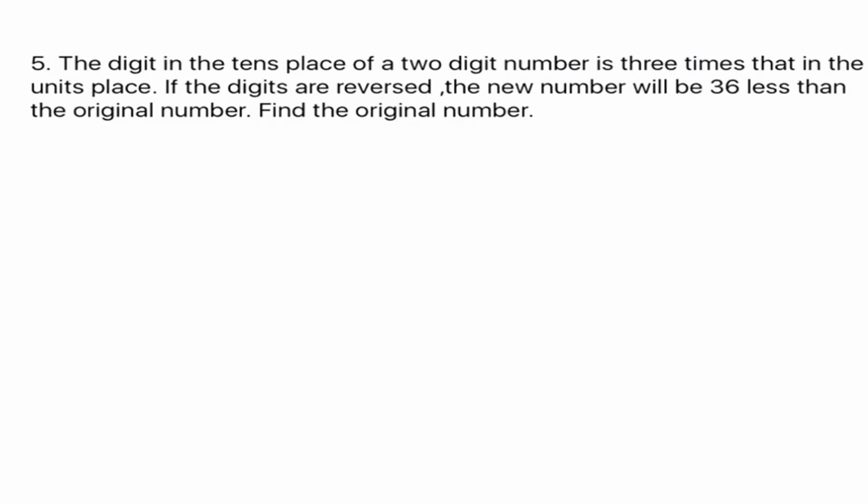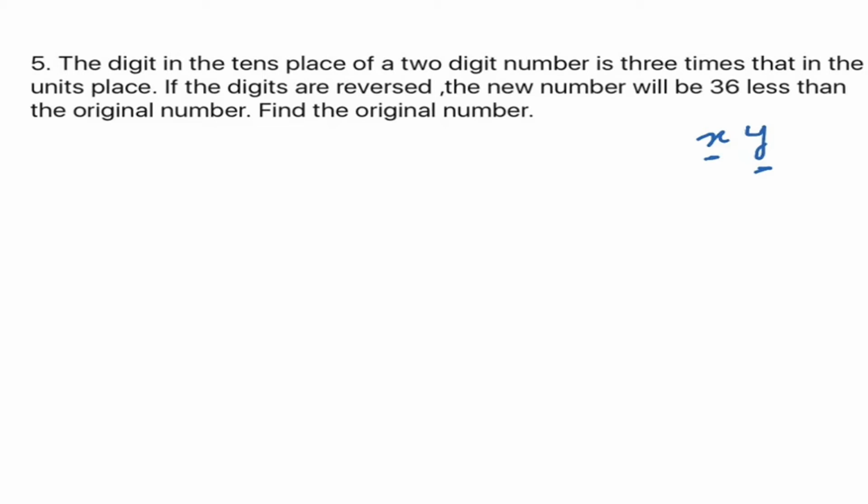So our next question is: the digit in the tens place of a two-digit number is 3 times that in the unit place. So we have a two-digit number, with one digit in the ones place and one in the tens place. It is given that if the digits are reversed, the new number will be 36 less than the original number. We have to find the original number.